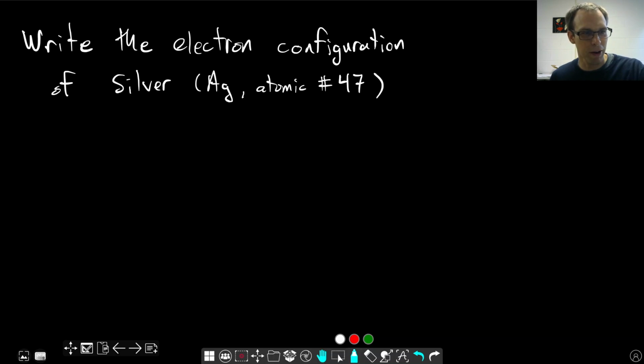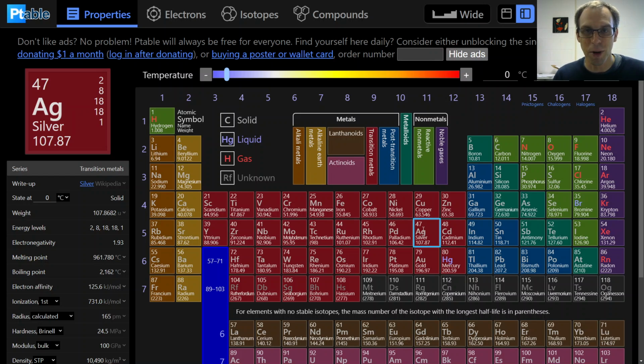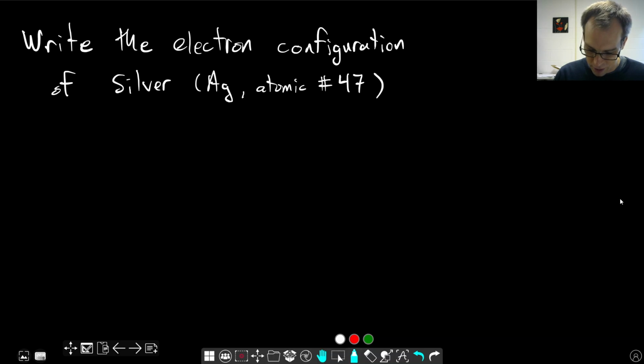So let's switch over to the periodic table and find it. It's right here, element number 47. We're going to use the condensed notation, where we use the noble gas configuration. So we can look at the row prior, go all the way to the right, and our shorthand is that we can say krypton. Krypton is our core electrons. We'll start there. That'll be the simplest thing to start with: the core electrons are the same as that of krypton.